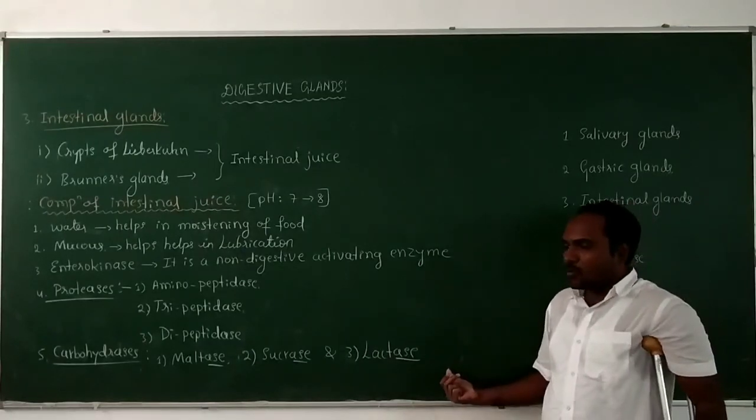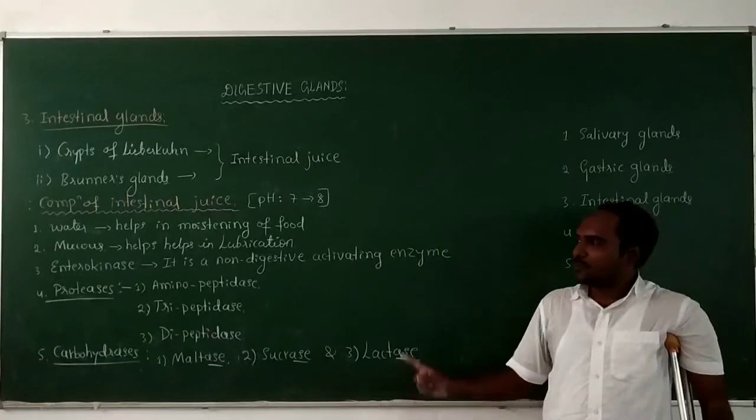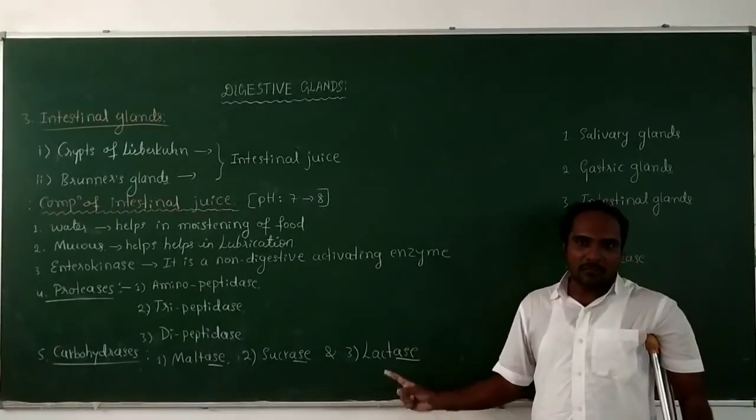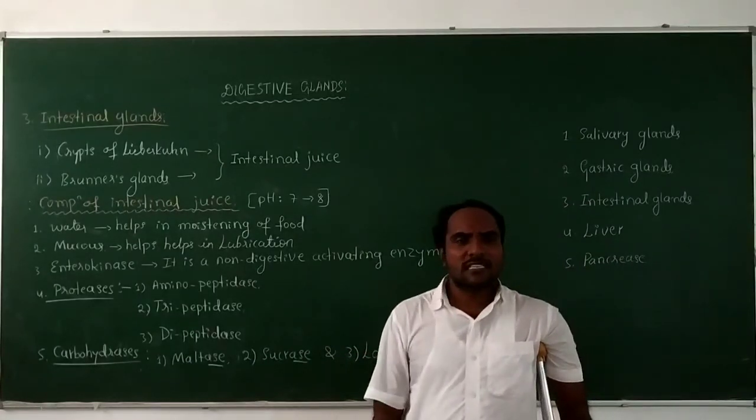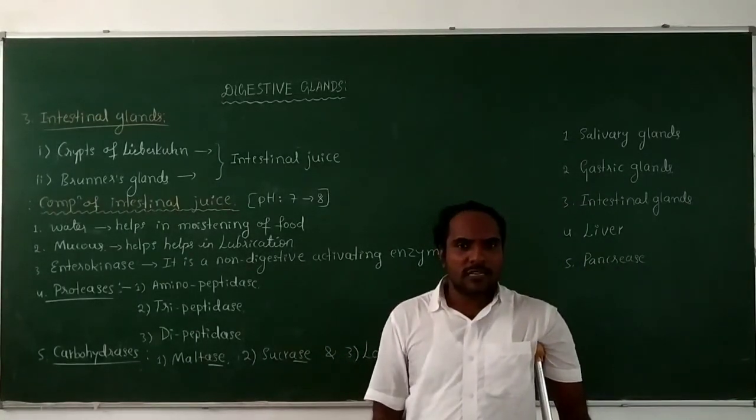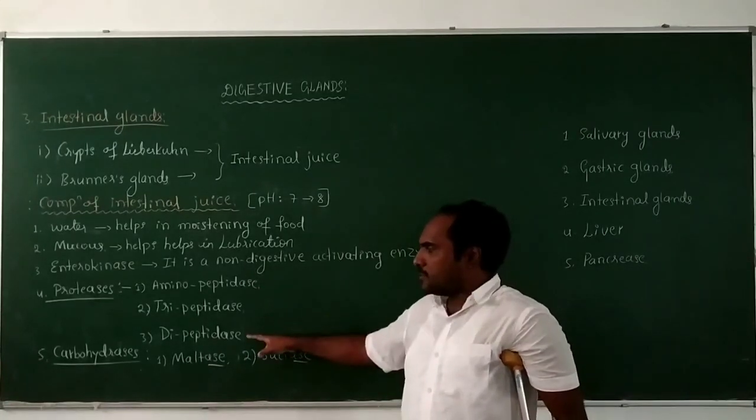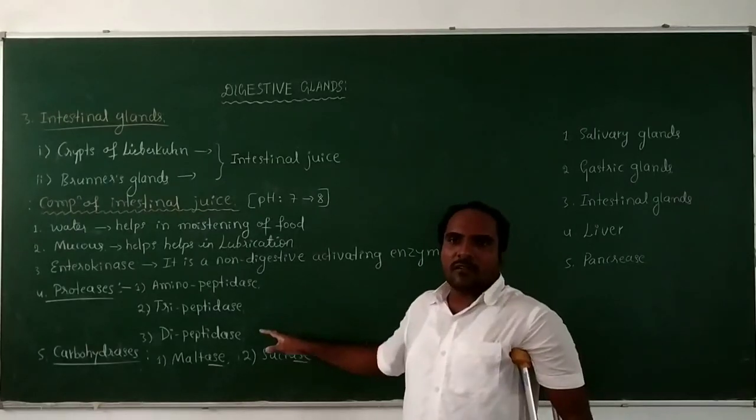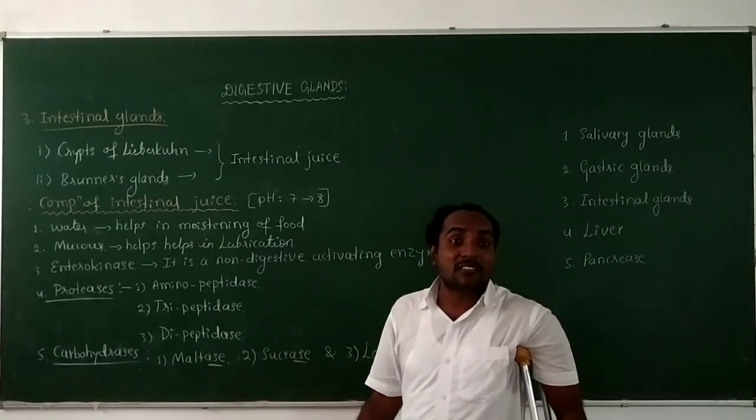This is about the composition of intestinal juice. This is very important. Keep in mind. In 100% they will ask: Name the protein digesting enzymes found in the intestinal juice. Name the proteases found in the intestinal juice. You should mention aminopeptidase, tripeptidase, dipeptidase. Name the carbohydrases, or name the disaccharidases.